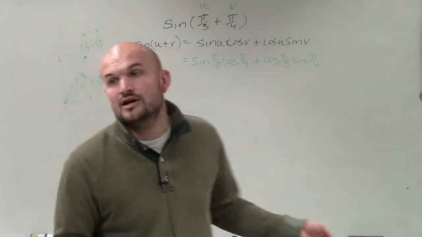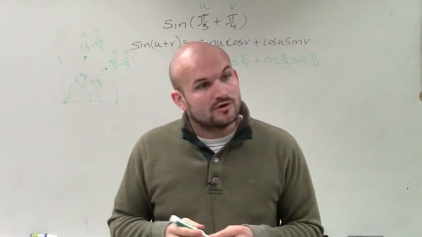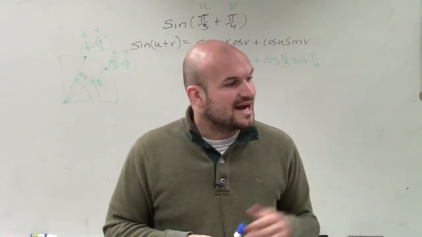And since they are points that are on the unit circle, we can just evaluate them: the cosine of an angle is the x coordinate, and the sine of the angle is the y coordinate.